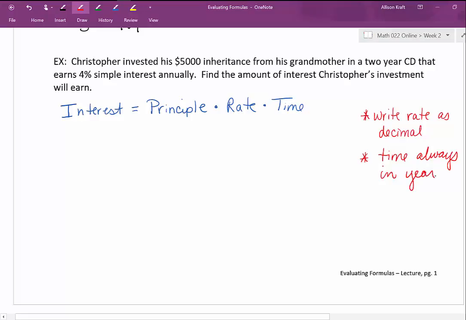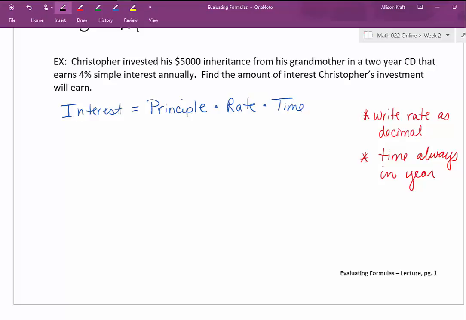Recall that the way we convert a percent to a decimal is by moving the decimal point 2 places to the left. I mentioned that time always has to be in years. If they give you months, you need to convert it to years by dividing by 12, since there are 12 months in a year.